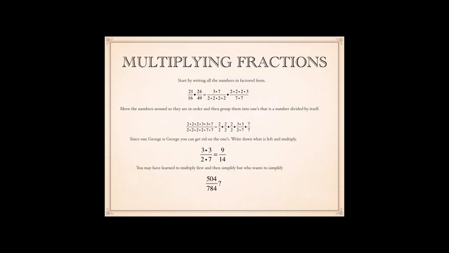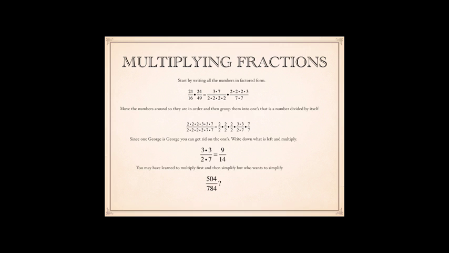So we're going to start with multiplying fractions. So I made a sample problem here. It's 21/16 times 24/49, and I'm using the dot for the multiply sign because when we start using x's as variables, it gets confusing if you use x for a multiply sign. So we're using the dot to mean multiply.